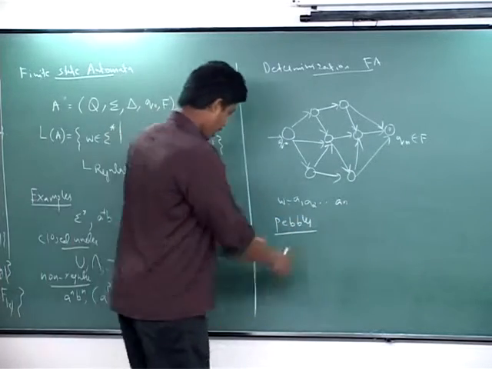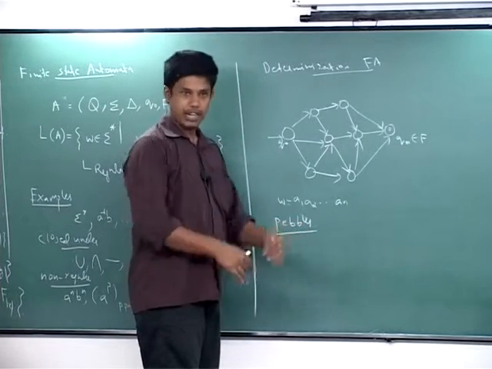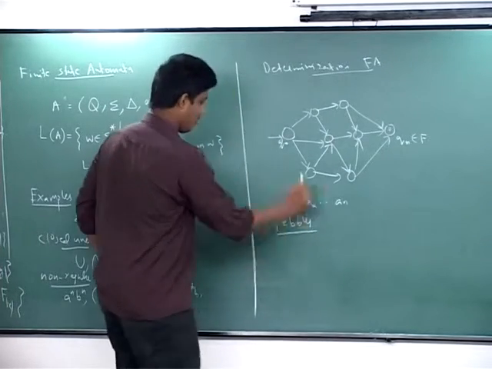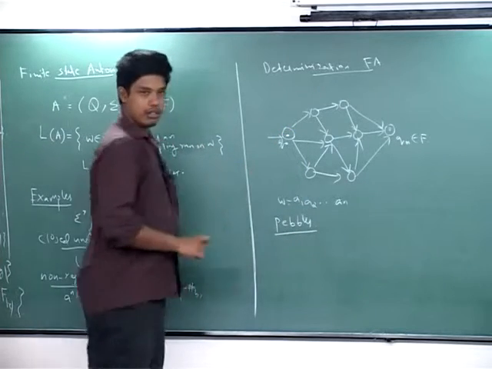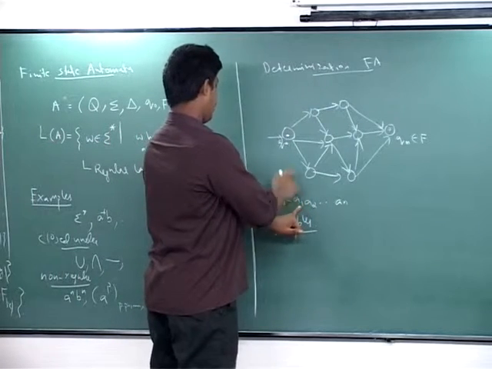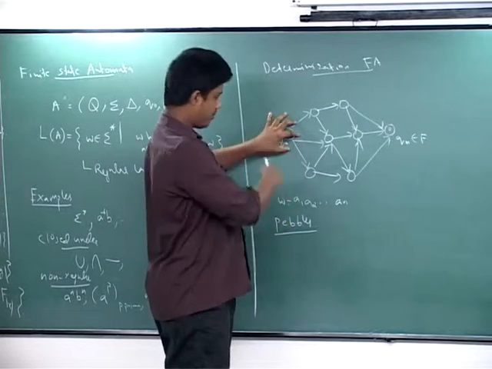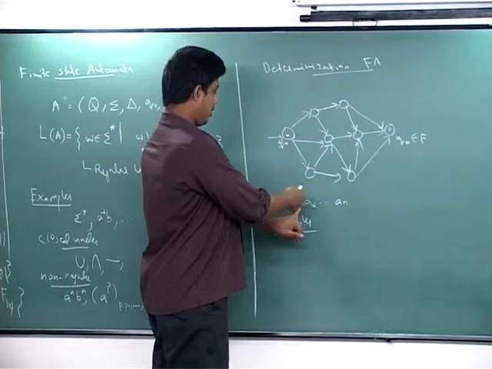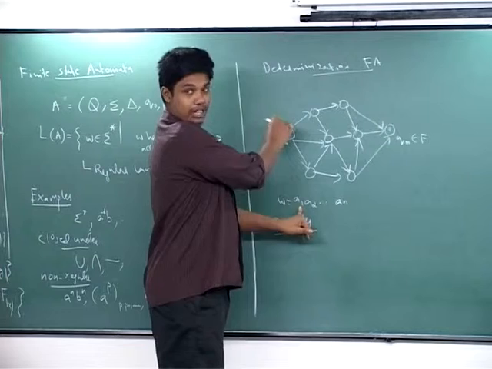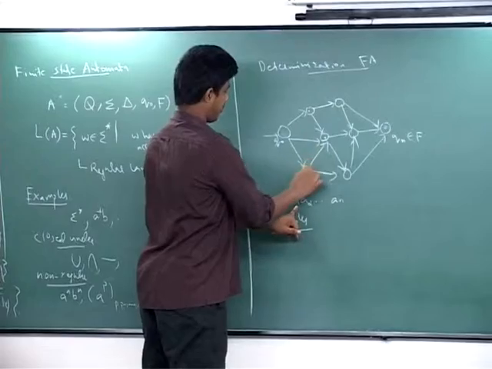So how do I do that? I have some pebbles. At present I don't know the number because I have an infinite collection. Later we will show that you don't actually need an infinite collection of pebbles, you just need finitely many. So I take one pebble and put it in the initial state. Then I read A1. What I do is look at all the states which are holding pebbles, and from each pebble state, wherever I can go on A1, I put pebbles there.